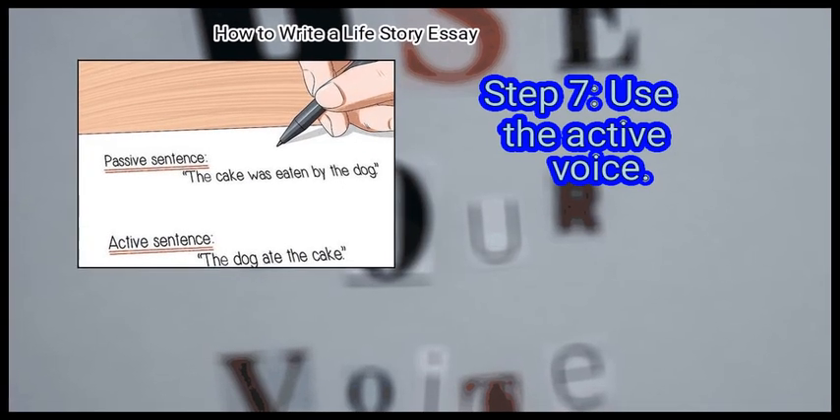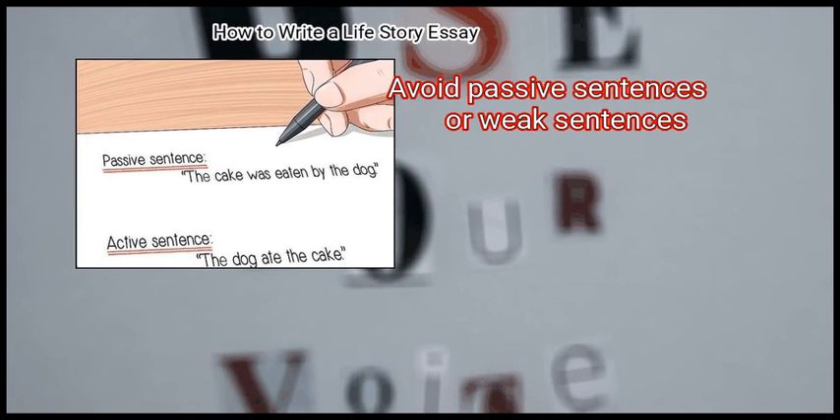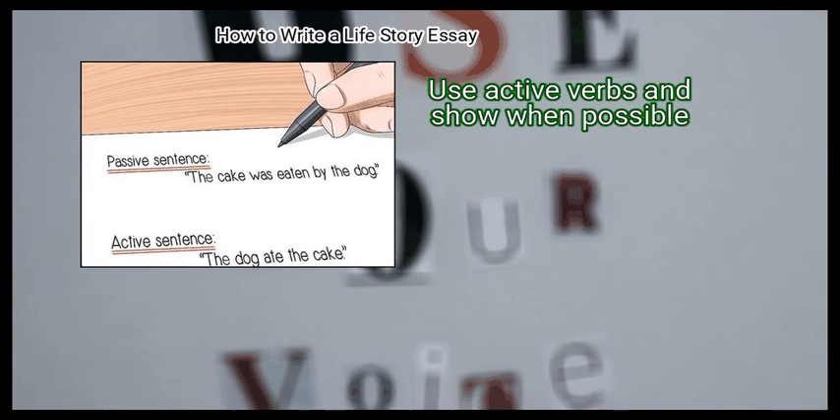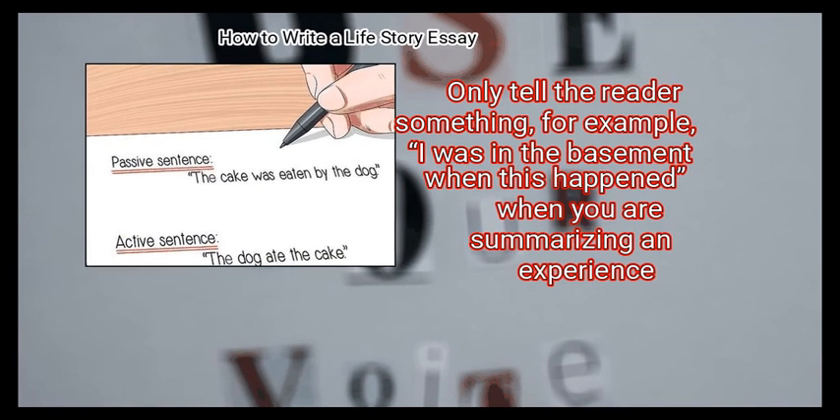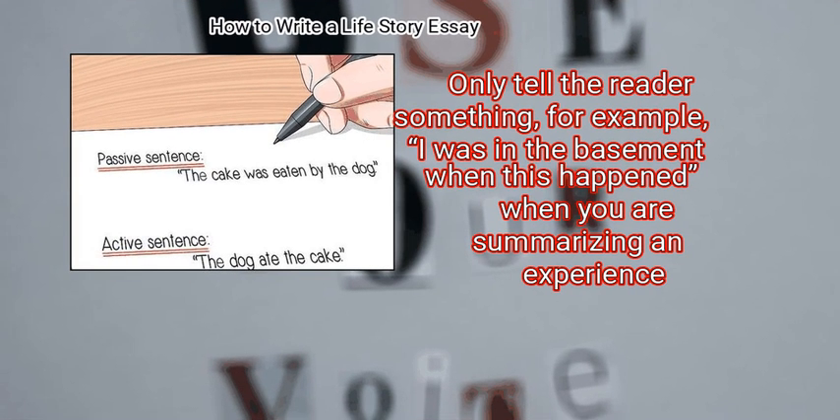Step 7. Use the active voice. Avoid passive sentences or weak sentences. Use active verbs and show when possible. Only tell the reader something, for example, "I was in the basement when this happened," when you are summarizing an experience.